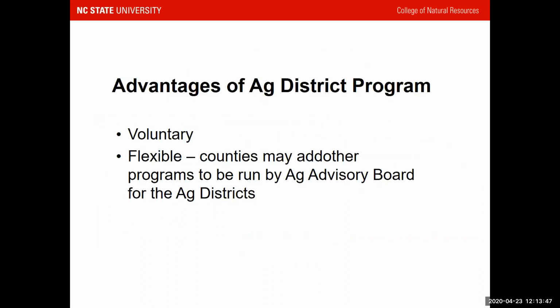So there are pros and cons to this approach. It's voluntary and it's very flexible. The counties run their boards essentially as they see fit. There's a lot of assistance from the state level, but it is a local program.